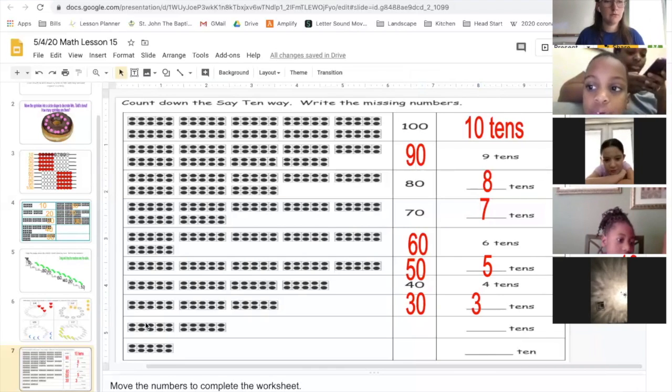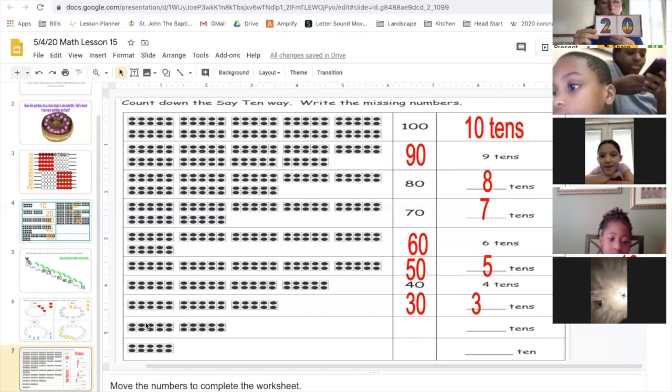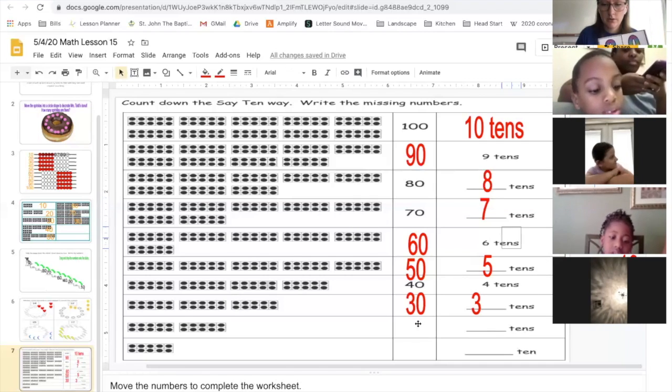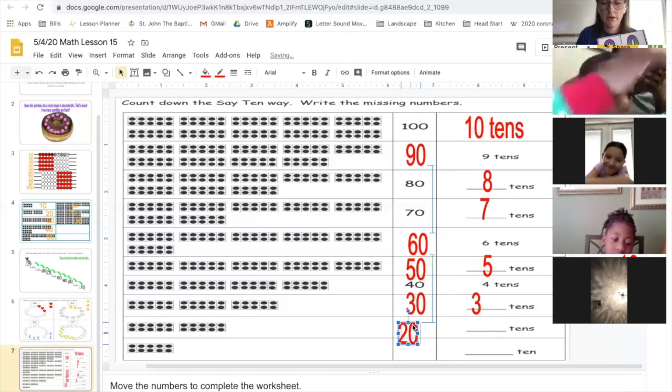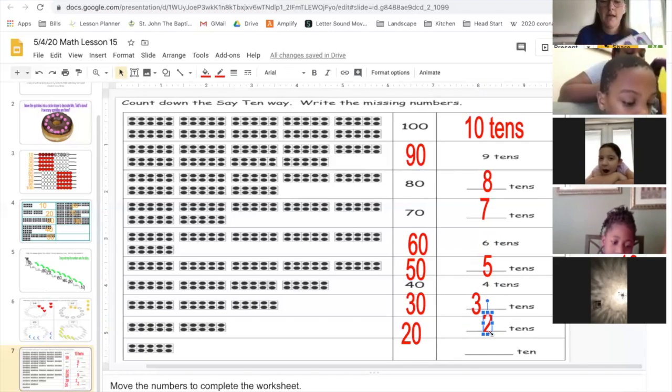2. Good. So we had 2 10 frames, which is 20. Good job, Camila. So we're going to move the 20 over here and the 2 over here to say 2 10s, 2 10 frames. And the last one.